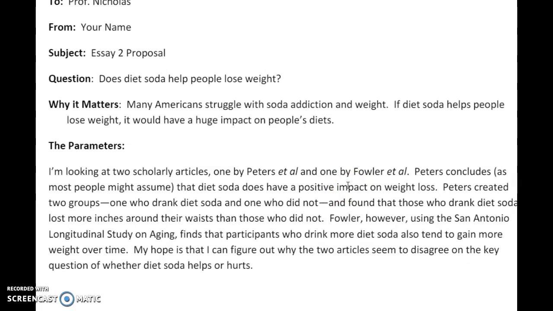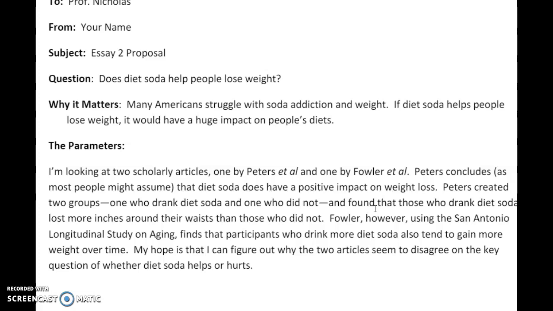And then the parameters, and this is what you're going to be looking at in the essay itself. So you're looking at two scholarly articles, in this case, one by Peters, one by Fowler. Peters concludes, as most people might assume, that diet soda has a positive impact on weight loss. Peters created two groups. I explain a little bit about the study there. Fowler's, however, using the San Antonio longitudinal study on aging, finds that participants who drink more diet soda also tend to gain more weight.